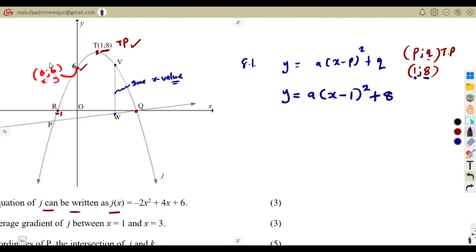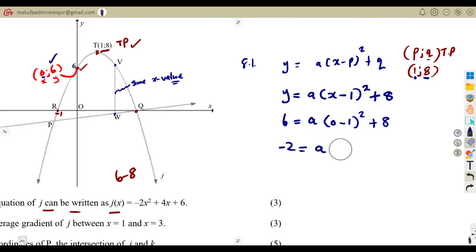So we have the x value. So 6 is equal to a into x, where x is 0 there. So that's 0 minus 1 squared plus 8. So let's solve for a. Take the 8 to the other side. It becomes a minus. 0 minus 1 squared on your calculator, that's a 1. So meaning 1a is equal to minus 2, which simply means that a is equal to minus 2.